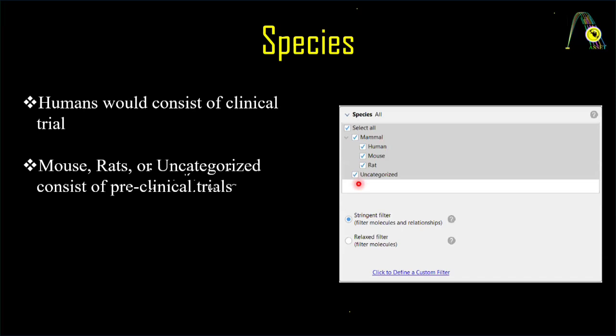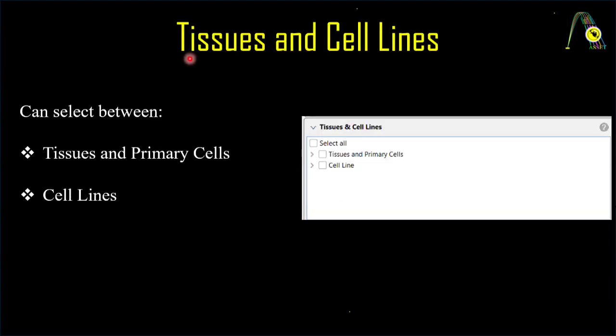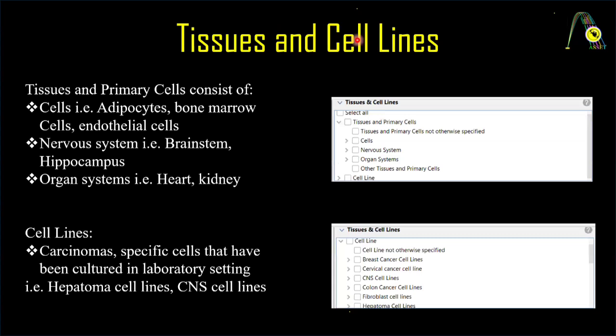So, animal studies that may not be on mouse or rats, you're also able to select for those. So that's another filter category. You're also able to select for tissues and cell lines. If you go on tissues and cell lines, you'll see that there's tissues and primary cells as well as cell lines.